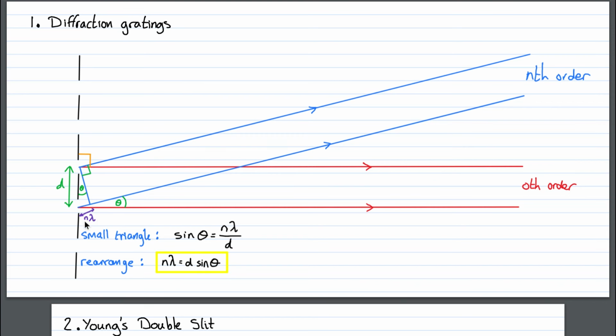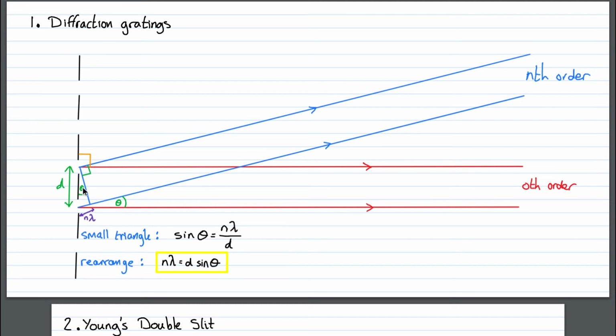So for the first order, that is 1 lambda path difference. For the second order, it is 2 lambda. For the third order, it is 3 lambda. So I've labeled this n lambda for the nth order. This angle here between the nth order and the 0th order must be the same as this angle here, because the ray is 90 degrees to this line that represents where the rays are in phase. And the red one, the 0th order, is 90 degrees to the diffraction grating. So we've just rotated the whole lot around by an angle theta.